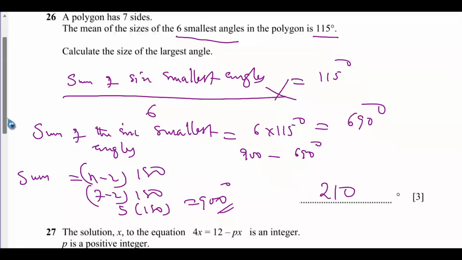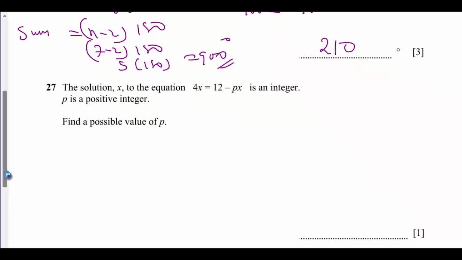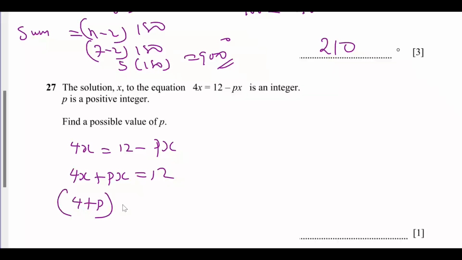So the last question, which is question 27: the solution x to the equation 4x equals 12 minus px is an integer. p is a positive integer. Find a possible value of p. So let's try to collect like terms here. You have 4x plus px equals 12. So let's factor out x. You have 4 plus p into x, that will be equal to 12. Then that means x will be equal to 12 over 4 add p. So this will help us a lot.